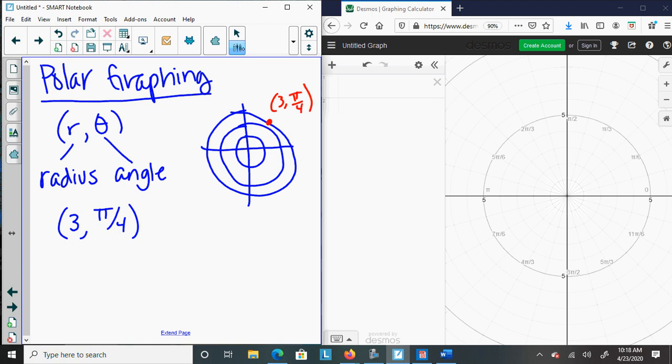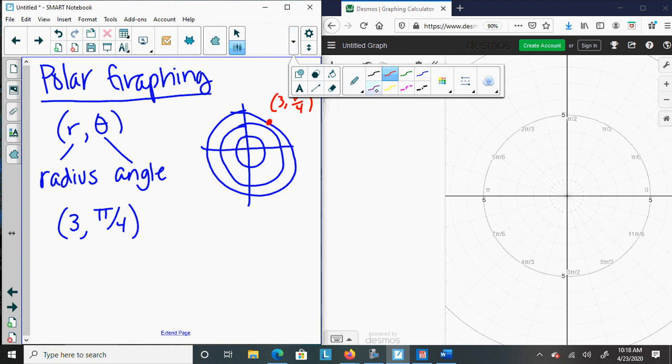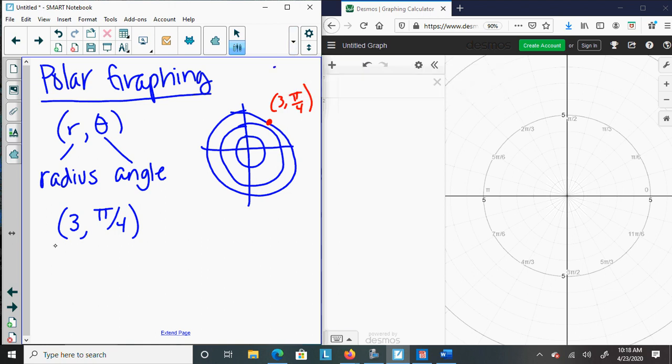Okay. I'll do just a couple more of the plots before we get into our regular graphing. Let's say that we had a negative angle, because sometimes that happens. If I was at 2, then negative pi over 2. So remember, pi over 2 is here, and negative means you go clockwise rather than counterclockwise. So I'm going to go negative pi over 2, and my radius is at 2. 1, 2. So that's where that point's going to be. So that point is 2, negative pi over 2.